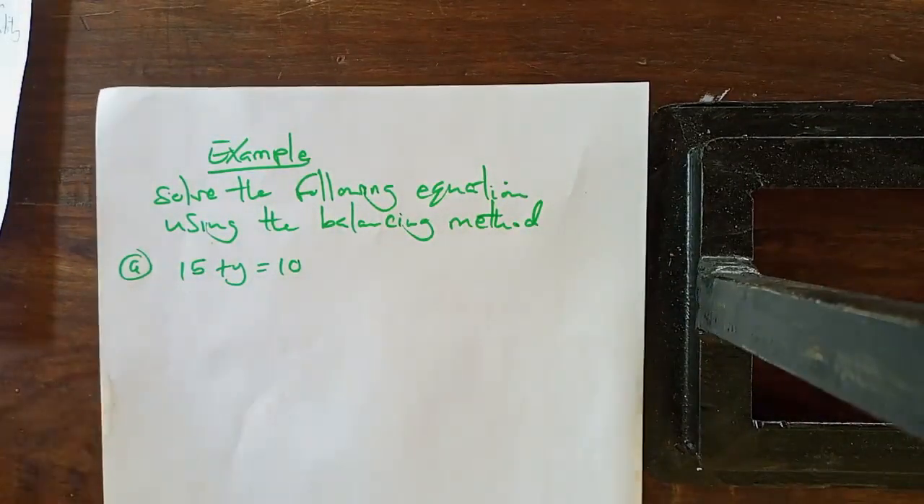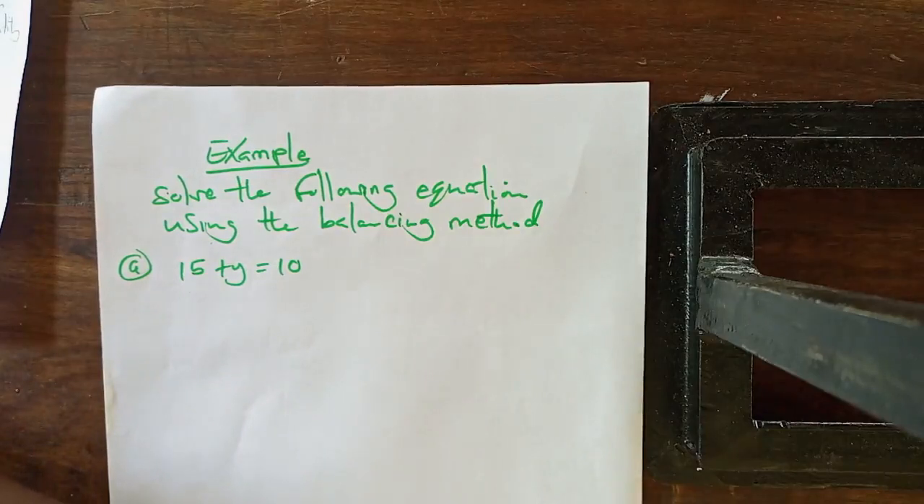Okay, so here we have an equation which says 15 plus y is equal to 10. Remember they said that in balancing method, first of all, if you want to multiply one side, you can also multiply the other side. If you want to add, you also add. If you want to subtract, you have to subtract.